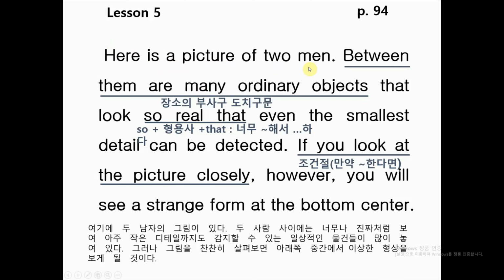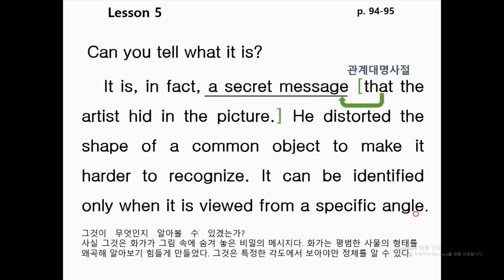Here is a picture of two men. Between them are many ordinary objects that look so real that even the smallest detail can be detected. If you look at the picture closely, however, you will see a strange form at the bottom center. Can you tell what it is? It is, in fact, a secret message that the artist hid in the picture.